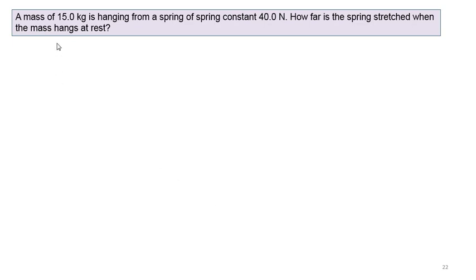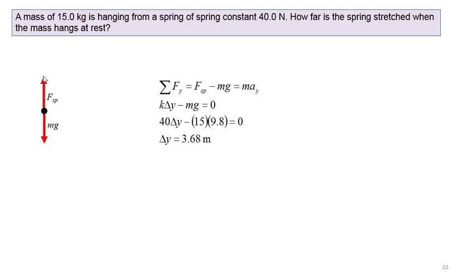So I have something hanging from a spring, and I want to know how far is the spring stretched. Okay, so I'm going to look at the object that's just hanging there, and I'm going to look at the forces acting on it. I have gravity pulling down, and I have the force of the spring pulling up on it. And so I'm going to look at my net force in the y direction. In the positive y direction, I have the force of the spring. In the negative y direction, I have mg.